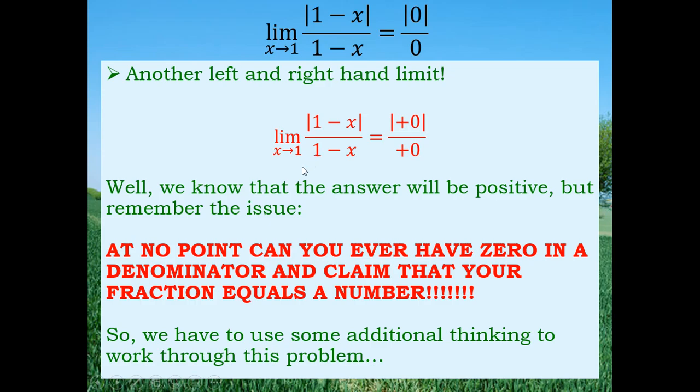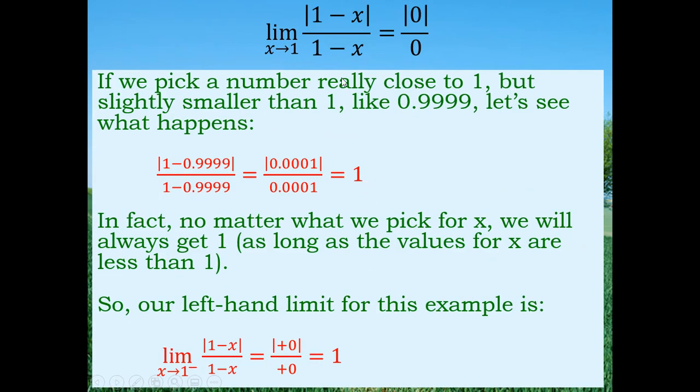As we approach x from the positive direction, we're going to have a positive answer. But remember, at no point can you ever have a 0 in the denominator and claim that that fraction equals a number. So we have to do a little more thinking rather than just plugging in 1 for x. Let's see what happens if we plug in a number just slightly smaller than 1, so we're approaching from the left-hand side.